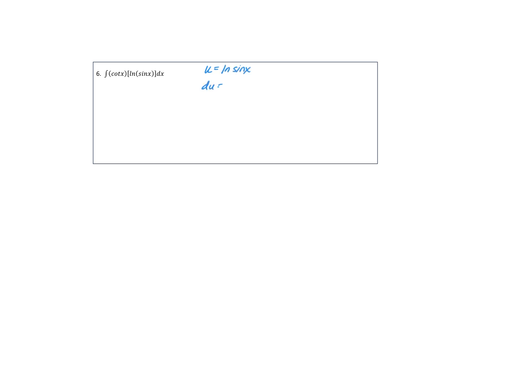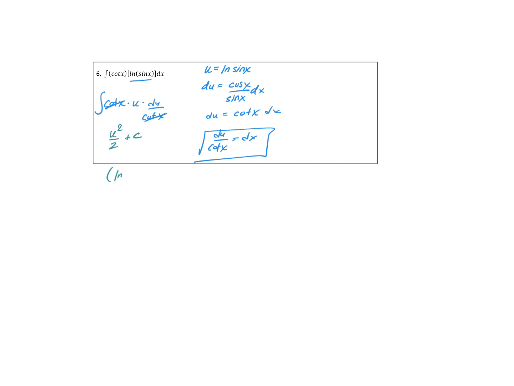Remember, when we derive an ln, it's u prime over u. So u prime would be cosine of x over sine of x dx, which works out nicely because that is cotangent of x dx. So du over cotangent of x equals dx. That's super helpful. Now, when we plug in, the cotangent will stay. All of this becomes u, and then dx is du over cotangent of x. So we integrate, you get u squared over 2 plus c, and then u is ln sine of x, squared over 2 plus c.